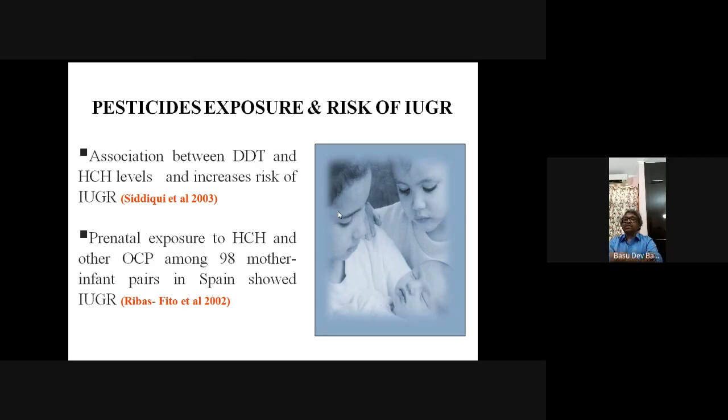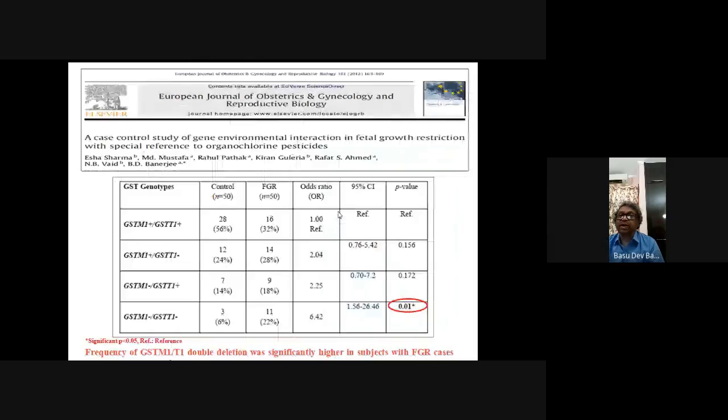And this is the first background where Siddiqui, one study from ITRC, another study from Spain, have shown that pesticide exposure has a high risk of intrauterine growth retardation. Can I have next?